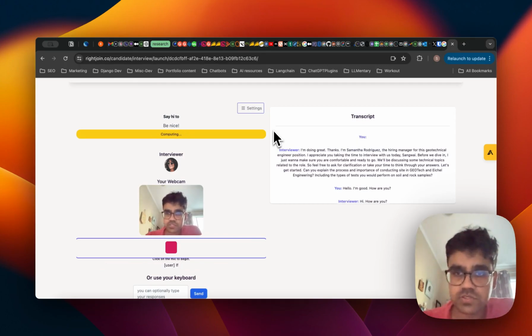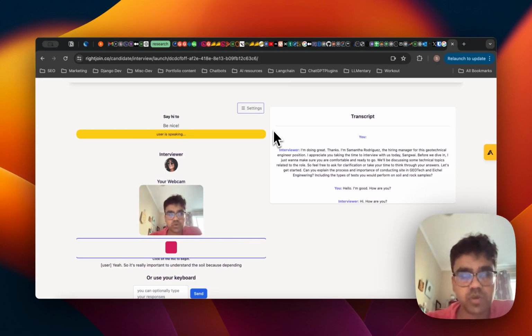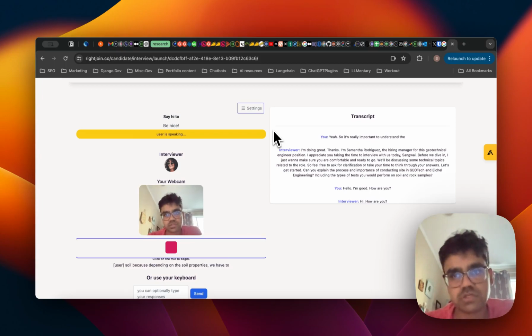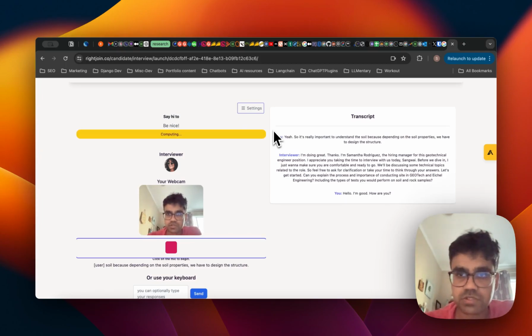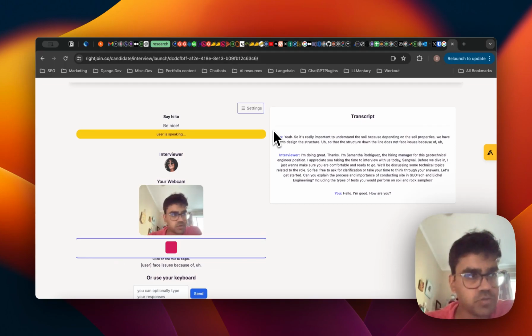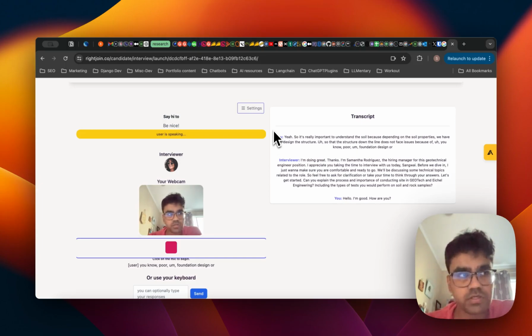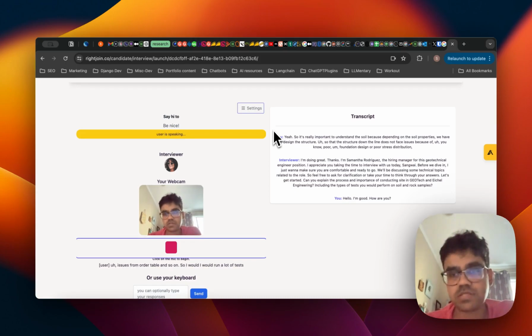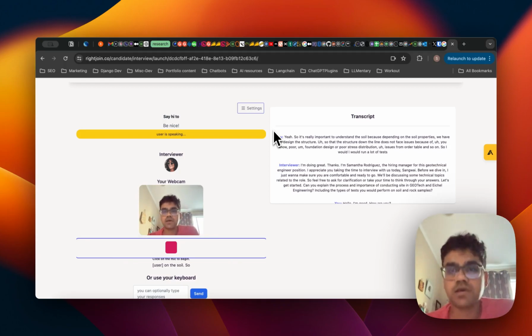Yeah, so it's really important to understand the soil, because depending on the soil properties, we have to design the structure so that the structure down the line does not face issues because of poor foundation design, or poor stress distribution, or issues from the water table and so on. So I would run a lot of tests on the soil so I can design my structure accordingly.